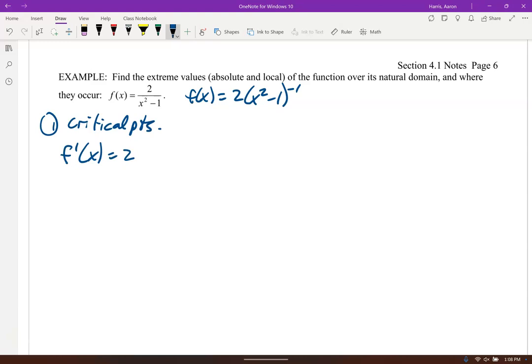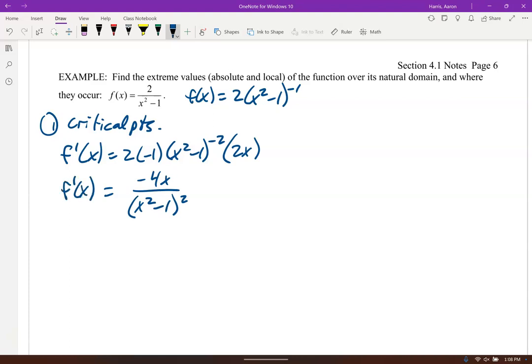The 2 would stay there. Run the power rule: negative 1, and x squared minus 1 will now be to the negative 2, and then the derivative of the inside, chain rule, 2x. So I get negative 4x over (x squared minus 1) quantity squared. That's my derivative. Then I look at this and ask, where's the derivative undefined?